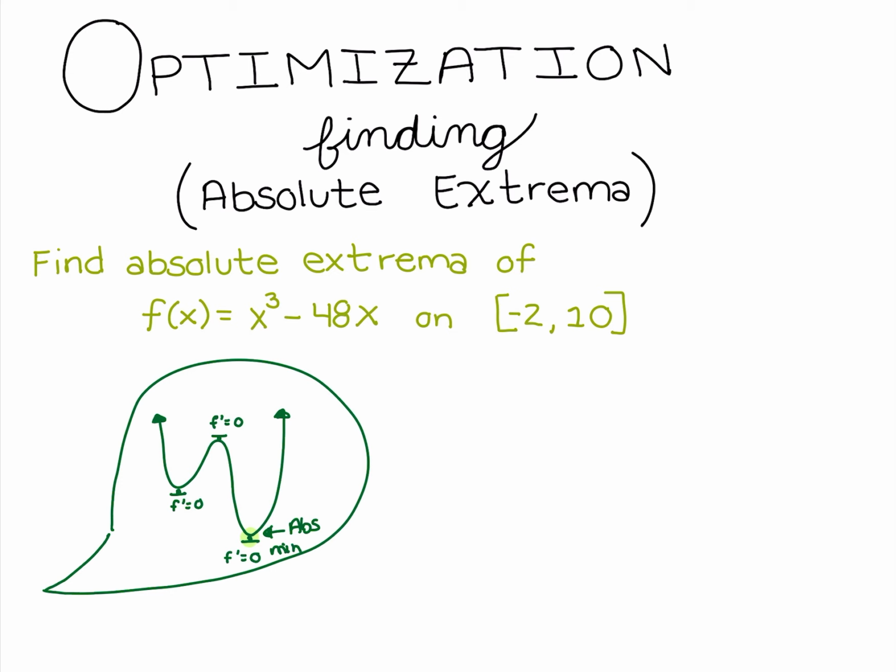Now, same thing for finding absolute max. We would find all the critical numbers, we have those three, and compare them to the end behavior. Now, this critical number here is my relative max. And to see if it's also an absolute max, we look at the end behavior, which is up to the left and up to the right. So it's going to go up without bound. So there is no absolute max.